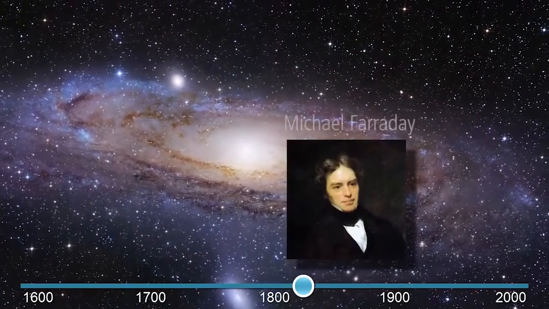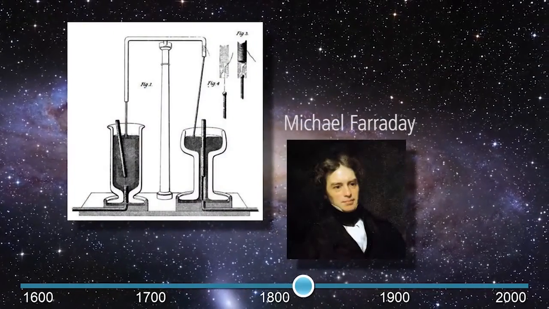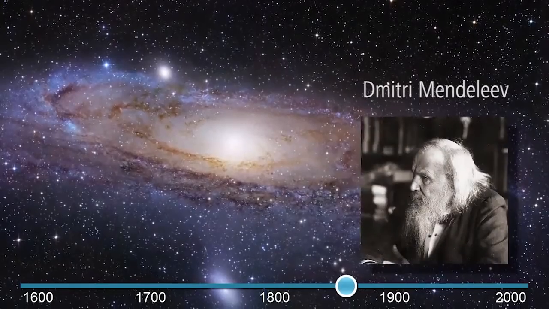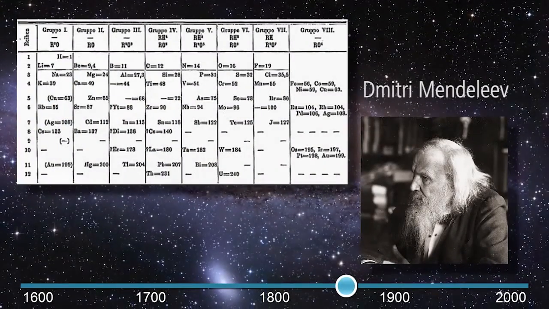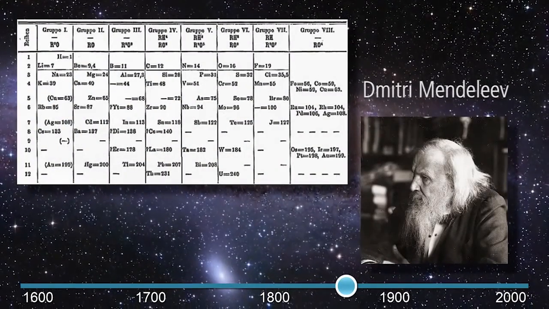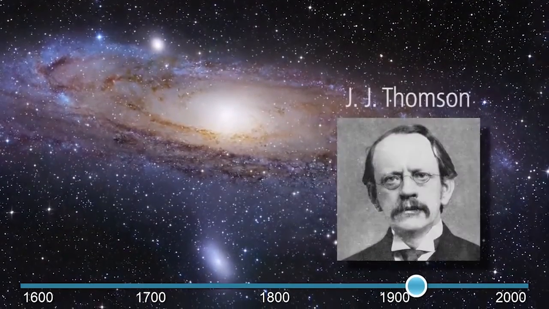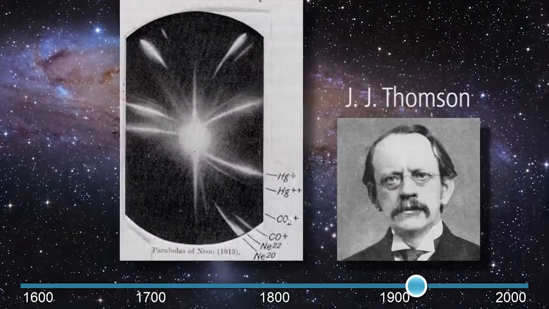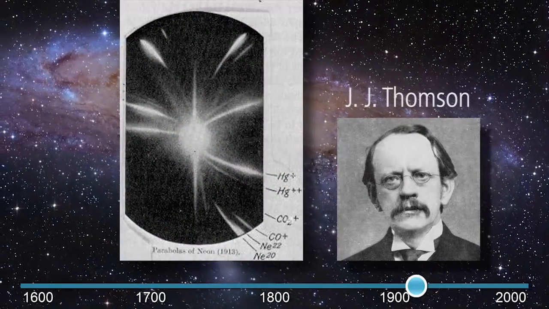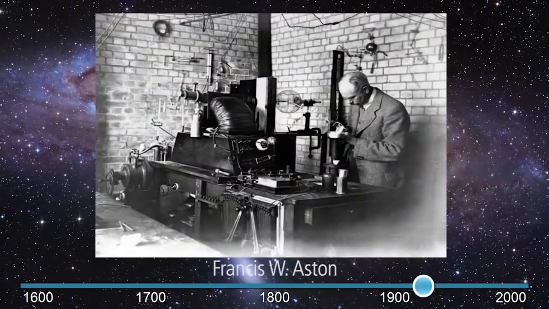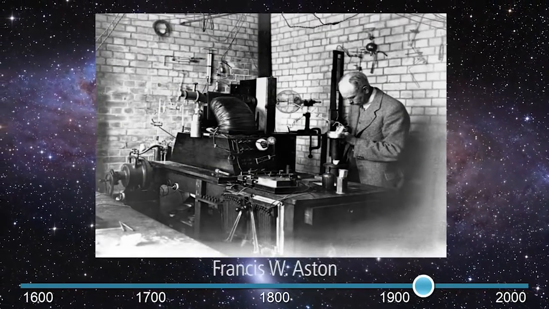Michael Faraday's discoveries made it possible for future scientists to harness the power of electricity. Dmitri Mendeleev created the foundation of the periodic table of elements, which is the backbone of modern chemistry. Then, in the early 1900s, J.J. Thomson's experiments successfully separated ions of different mass, leading his student Ashton to build the first mass spectrometer in 1919.